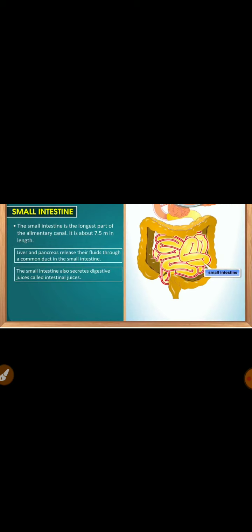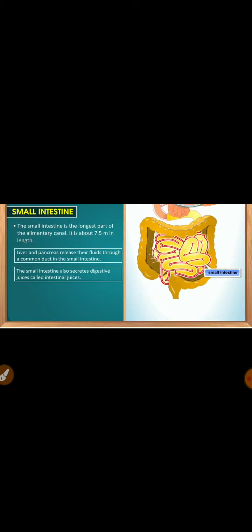So this is the small intestine. Okay, it's called small, but it is too long, almost 7.5 meter in length. I hope you guys must be aware of 1 meter. We asked the shopkeeper to give 1 meter of cloth. It's almost too big, right? So 7.5 meter in length, but it remains coiled.